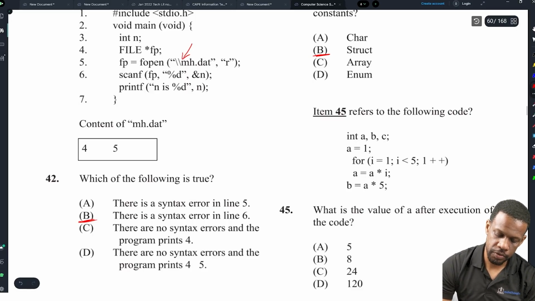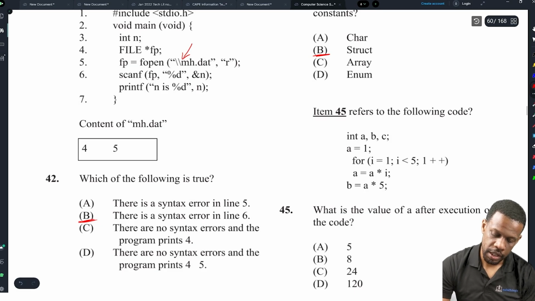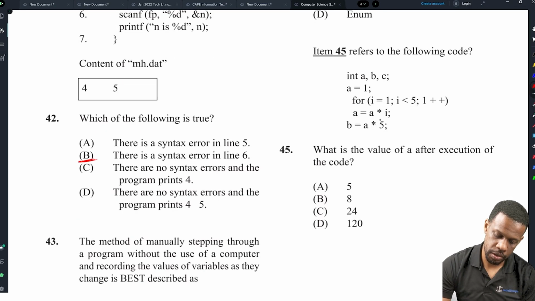A is 1, for I is 1 to less than 5, so it's going from 1 to 4: 1, 2, 3, 4, so 4 times it should run. Each time it should be A multiplied by I. A is 1, 1 by 1 should give you 1, so that'll be 1 plus 5, which will be 6 the first time. Second time that runs will be 1 by 2, which is 2. 2 by 5 will be 10. So 6 plus 10.